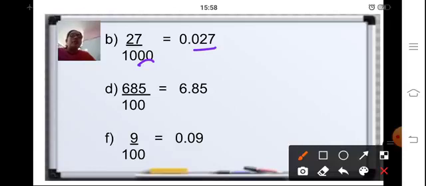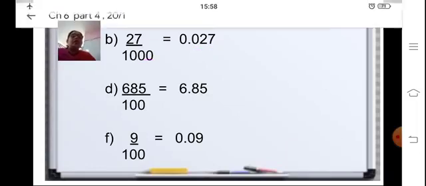These two sums I have already shown you. And the third sum is 9 upon 100. In 100, there are 2 places. For 9, there is only one place, so write 9, then add a 0 for the second place. Then put a decimal point and then add a 0.